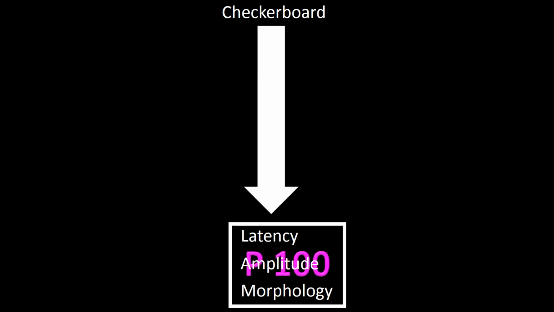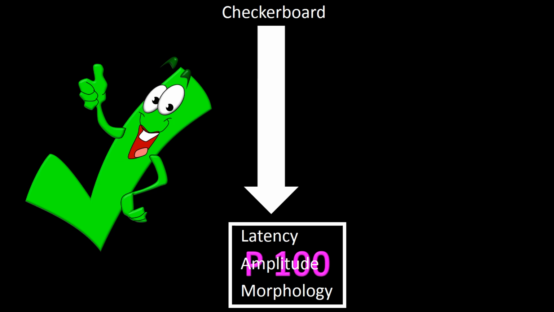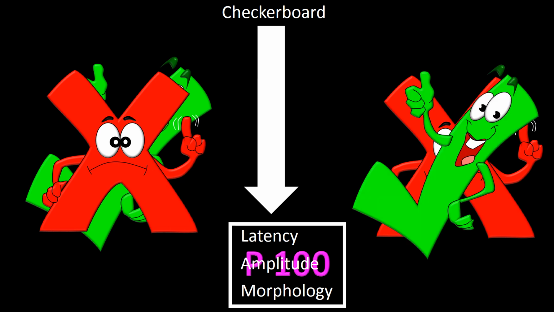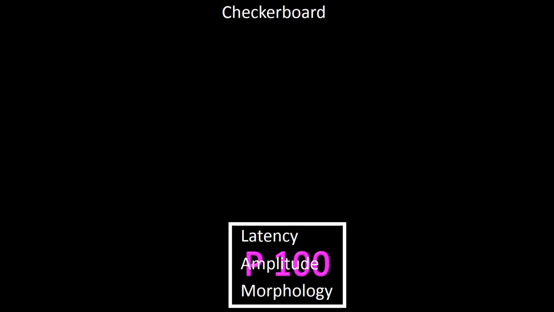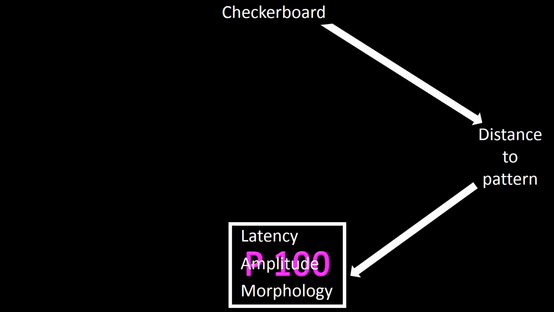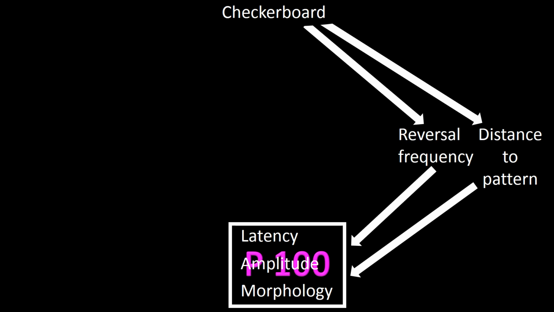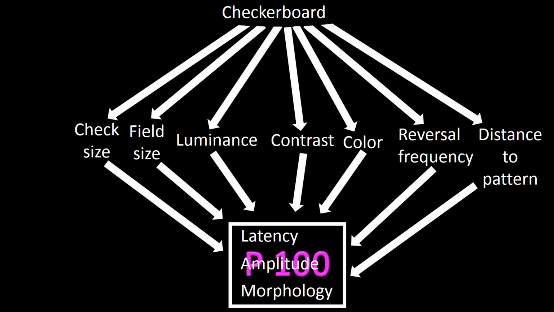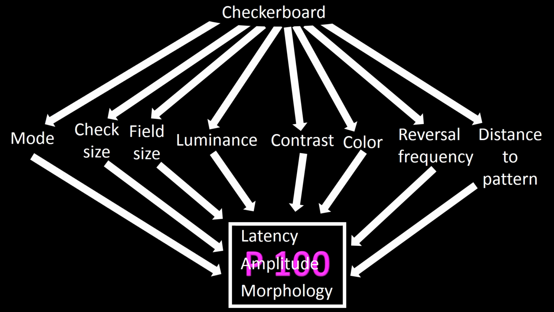Checkerboards influence P100 latency, amplitude, and morphology through additional factors. Not knowing how these checkerboard related factors influence P100 can be the difference between calling a normal study abnormal and an abnormal study normal. To avoid this situation, we need to know how these multiple checkerboard factors influence P100. These factors are distance from eye to board, reversal frequency, color, contrast, luminance, size of the board, check size, and mode of stimulus presentation.